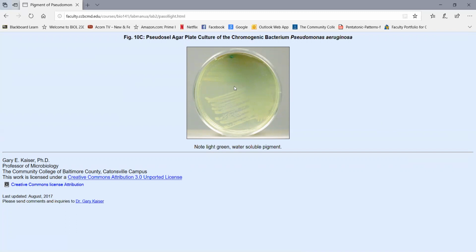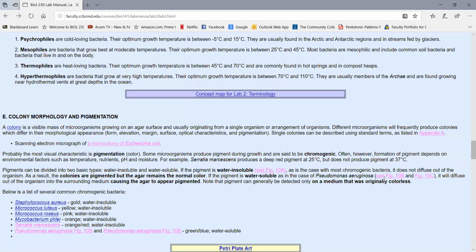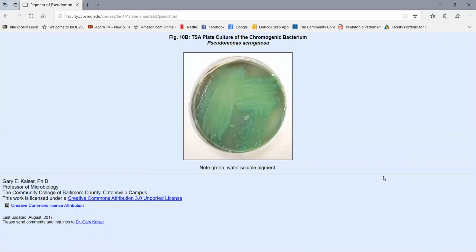As the bacteria grow more and as more and more pigment is produced, then it eventually will look like what we see here in figure 10b. So notice that was a plain colored tan medium, but now you see the agar itself has turned green. So the pigment is water soluble.